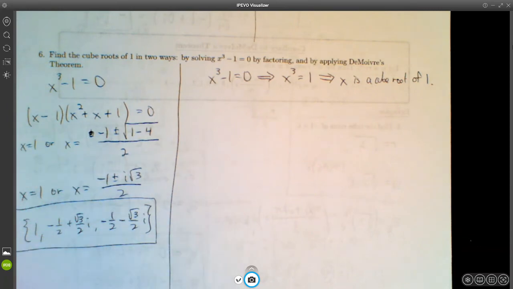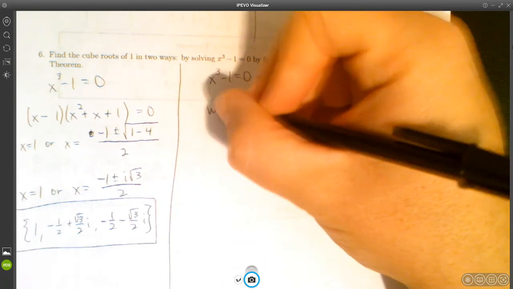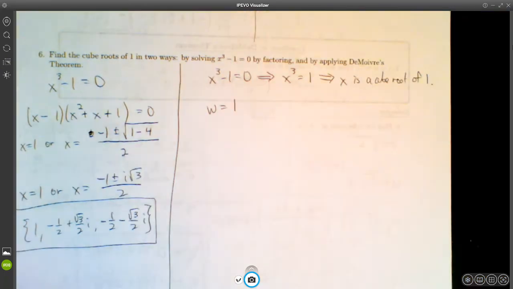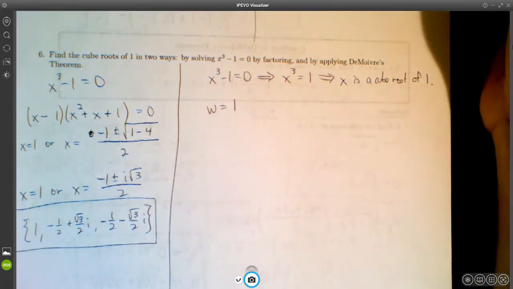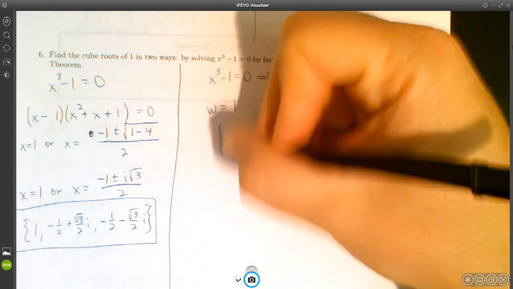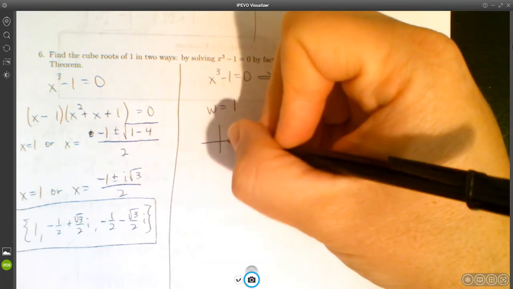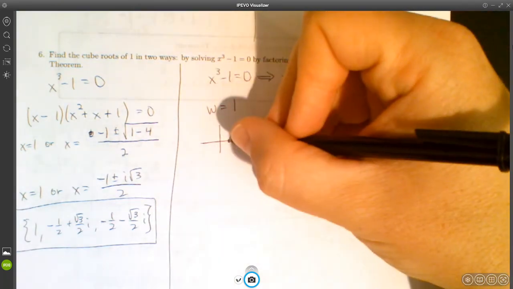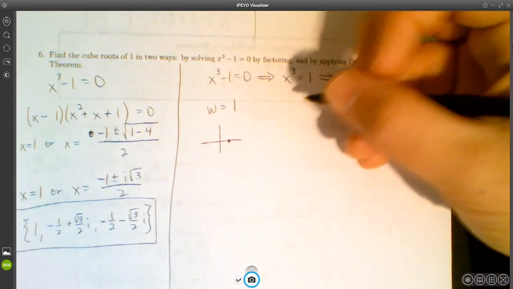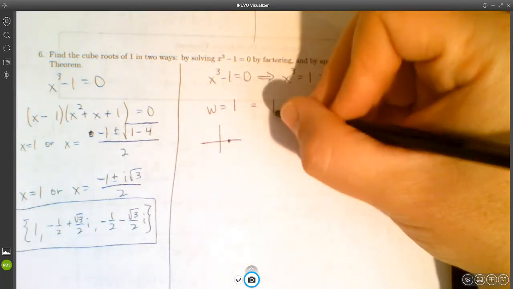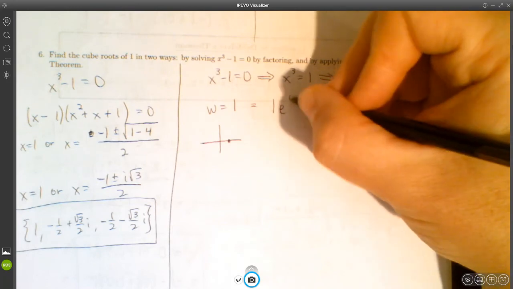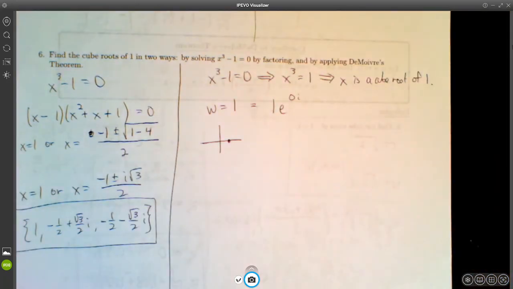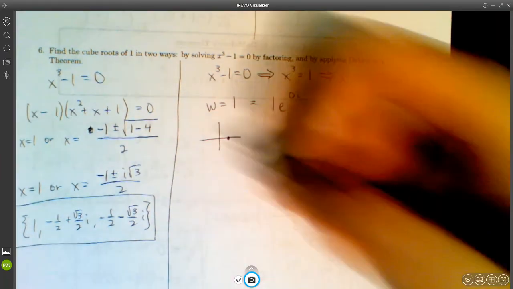Well, let's see. So first of all, I'm going to change 1 into polar form. Okay, so 1 is right here on the x-axis. That means theta is 0 and r is 1. So this is going to be 1 times e to the 0i. Okay, so that's not very illuminating, but now let's find the cube roots, right?